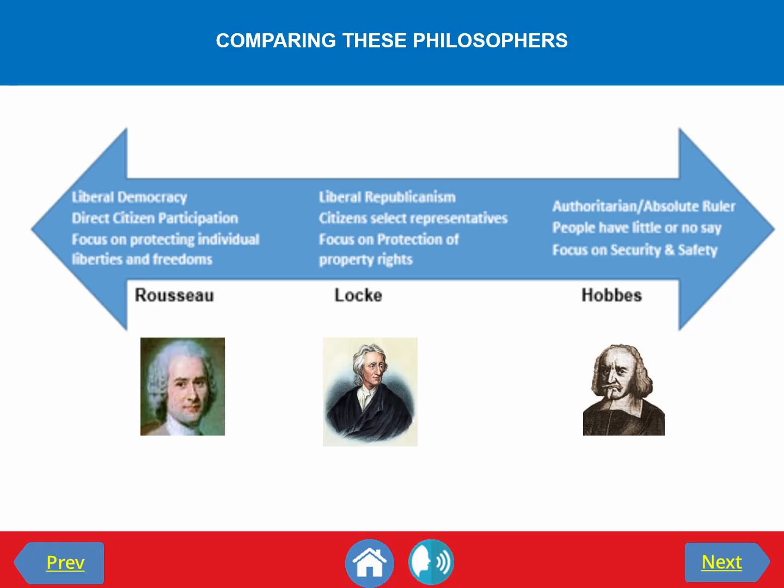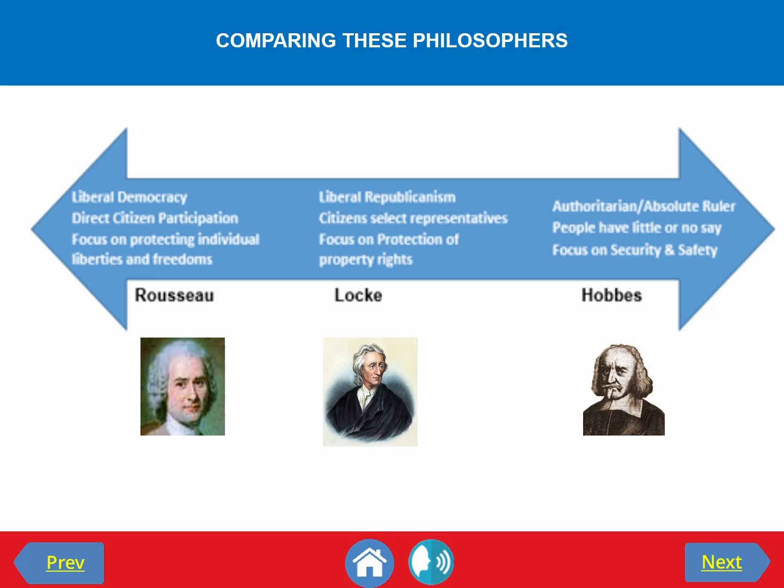Look at the graphic on this slide. If you place the three Enlightenment philosophers on a spectrum, from extremely conservative on the right to extremely liberal on the left, we can see the ideas of Hobbes, with his belief that societies need an authoritarian or absolute ruler, with little or no say given to the people themselves, and a strong focus on security and safety.